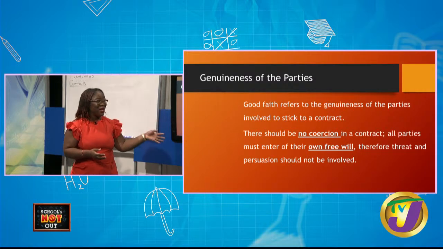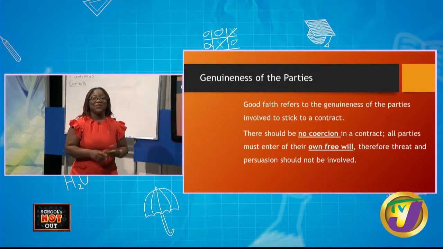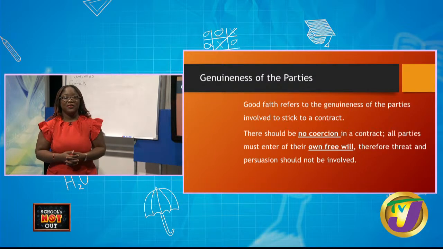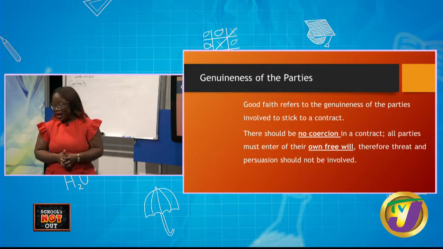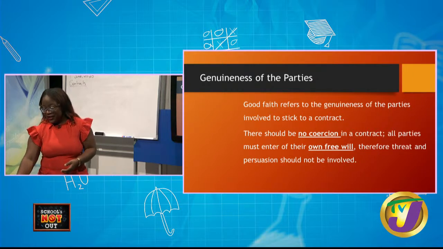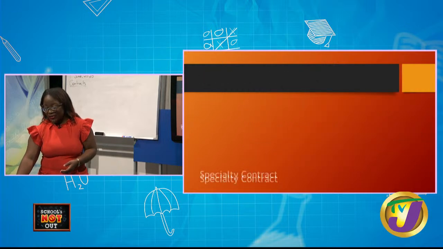Yes, well, genuineness of the parties, we have legality, possibility, consideration, all right? So these are some of the criteria that a simple contract should really meet. Now, remember when we started, we said that we had another type of contract? Yes, and that contract is a specialty contract.